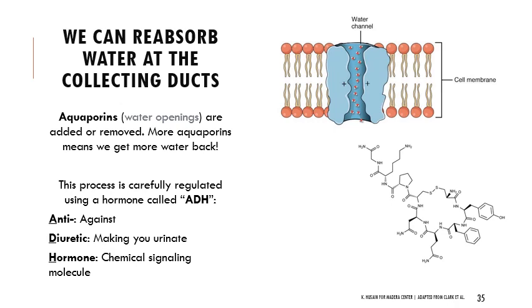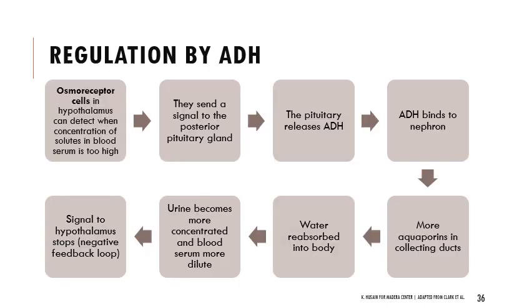So we're going to talk about the feedback loop involved with ADH. So again, more ADH means more aquaporins, which means more water for your body, less water for your urine. Okay, so to summarize this, we have what are called osmoreceptor cells in our brain, in our hypothalamus. So osmo, they're sensing kind of water and salt levels, and so they're able to detect when the solute concentration in our blood serum is too high. So that means that the water concentration is too low. So they're going to send a signal to the posterior pituitary gland, which is then going to release ADH.